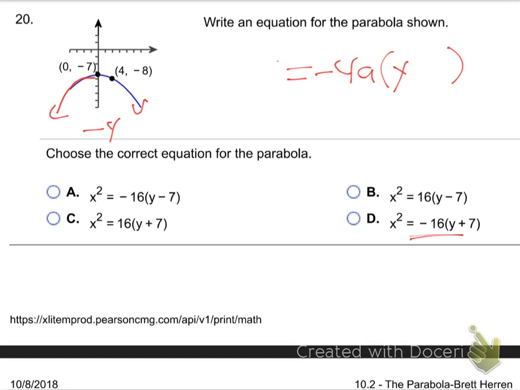No B and no C. It's either A or D. So far, they've got the negative y on the right side. Now, what's the other thing we can do to quickly figure out the answer? Center point. Remember, it's always opposite, opposite. This is the x, this is the y. The opposite of the y next to the y has got to be the opposite of negative 7. Positive 7. So D it is. Next question. Good? We made that in 1 minute flat.